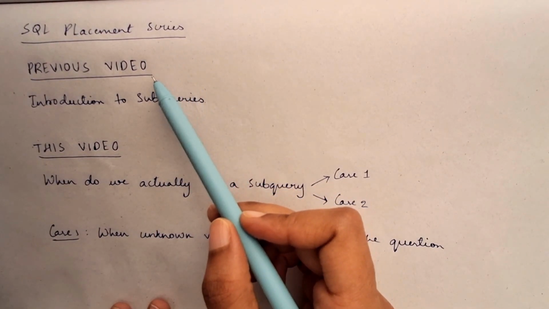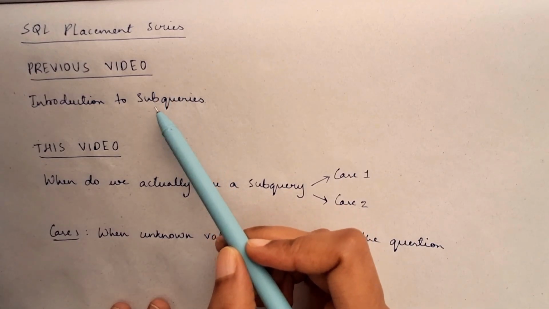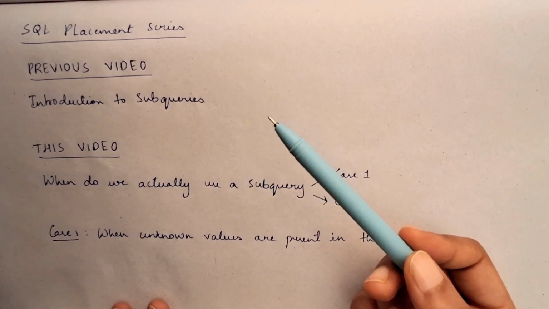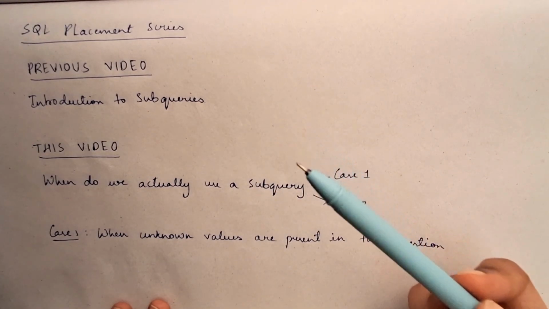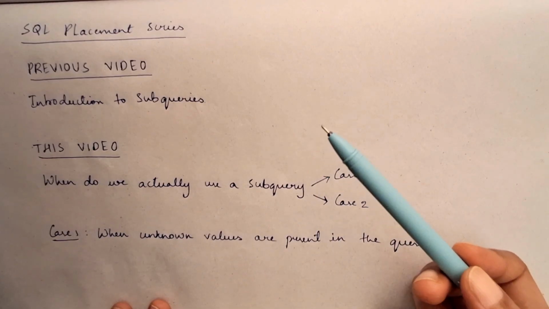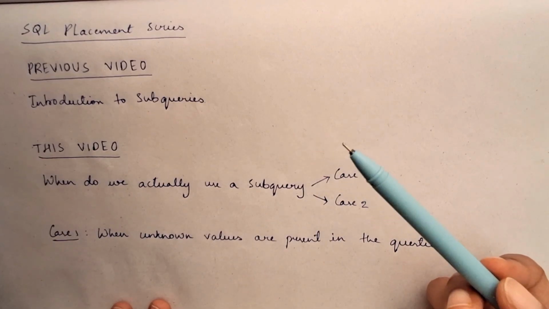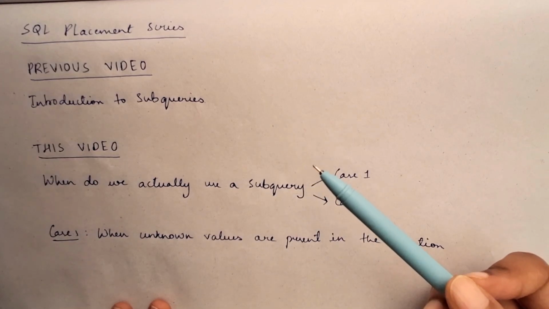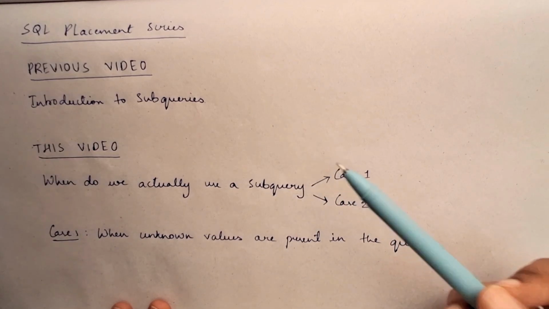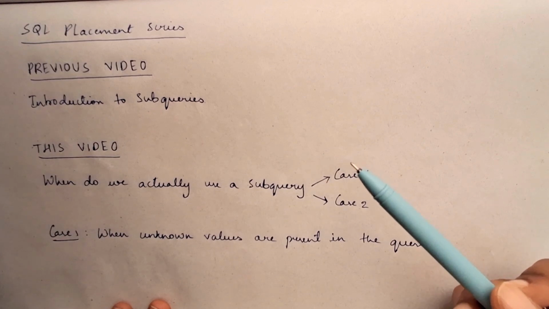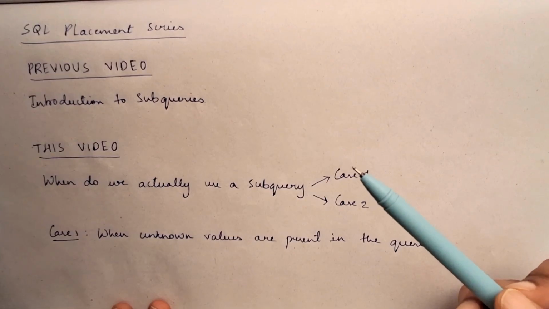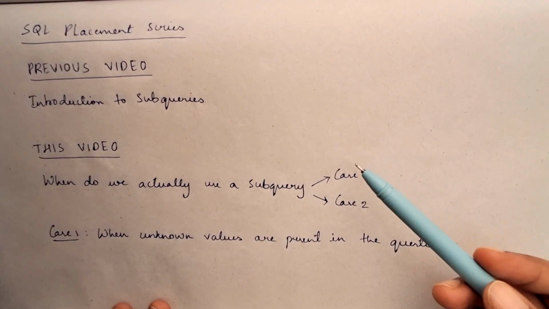In the previous video, we discussed the introduction to subqueries. We understood that a subquery is basically a query written inside another query. It is also called an inner query, and the main query is called the outer query. We also learnt that the inner query executes first and the result of that query is used by the outer query to produce the final result. And one more important thing, subqueries are very useful when we want to solve complex problems step by step.